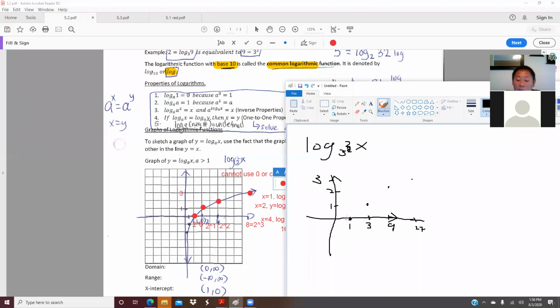Okay. And if you want to go less, you can do a smaller number. In this case, let's take -1. So when you do -1 here, it is 1/3.